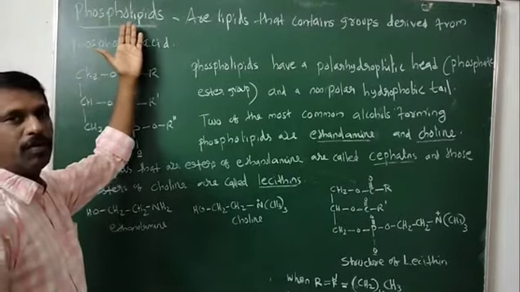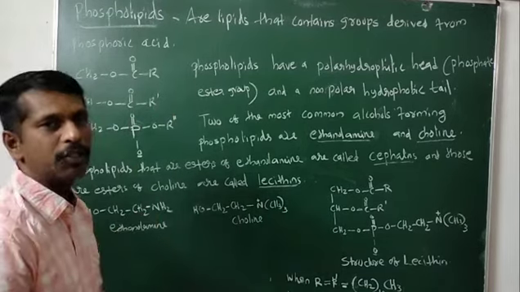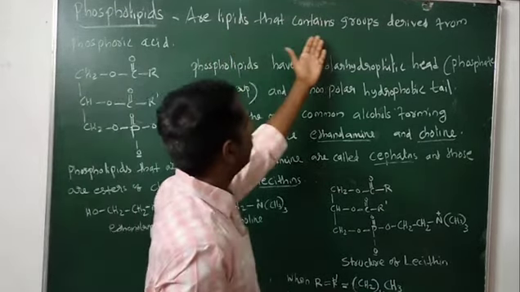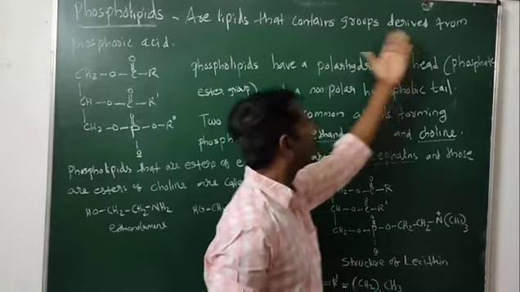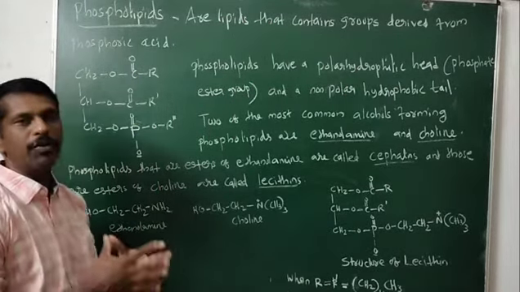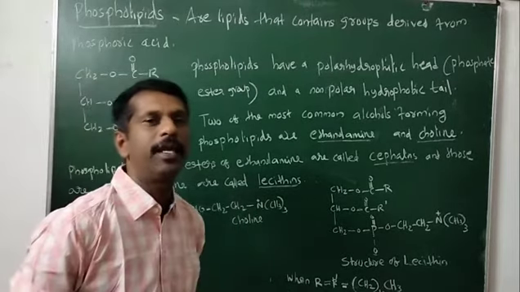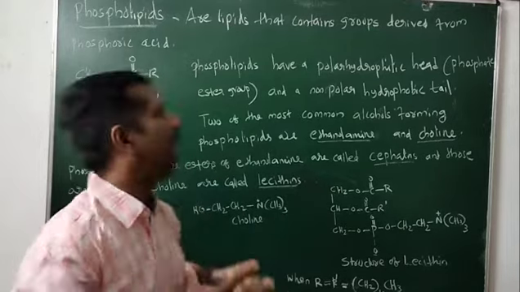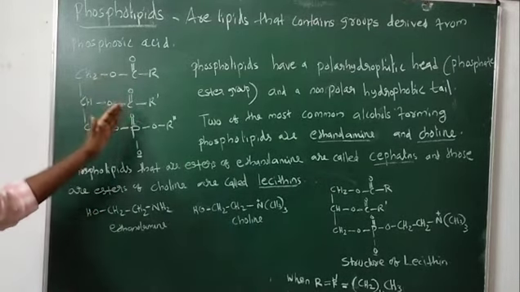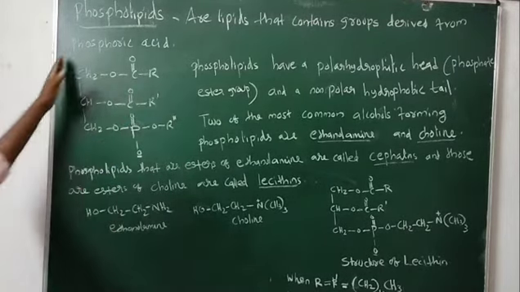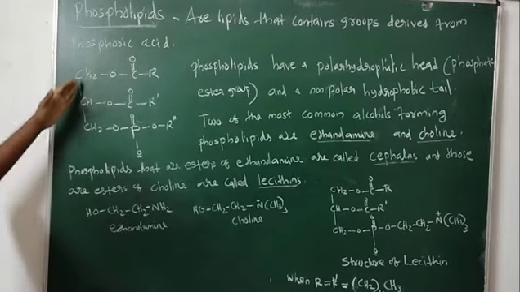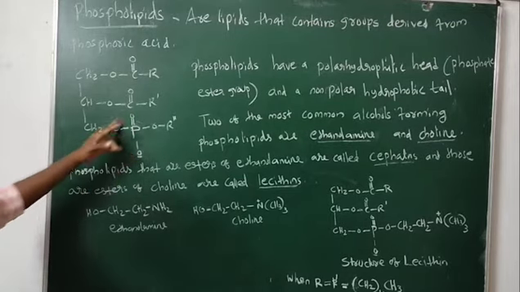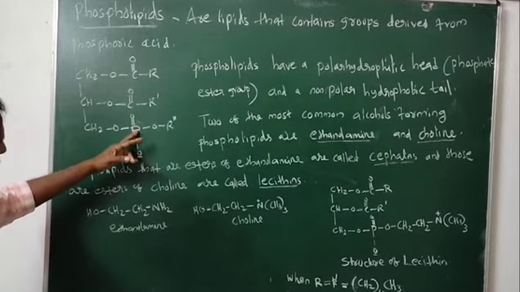So phospholipids. What is phospholipids? Phospholipids are lipids that contain groups derived from phosphoric acid. So phospholipids are that type of lipids which are derived from phosphoric acid. Now look at here. This is an example of a phospholipid. Here it is phosphorus and not carbon.